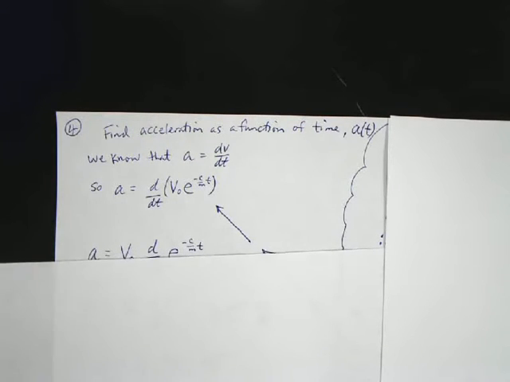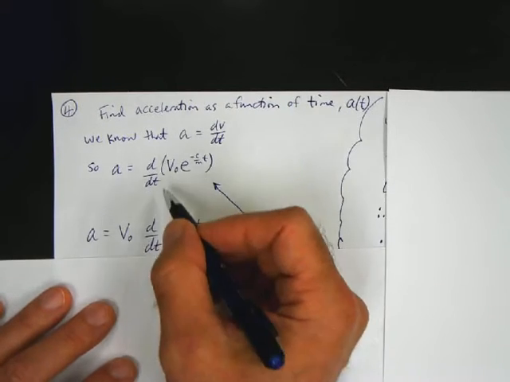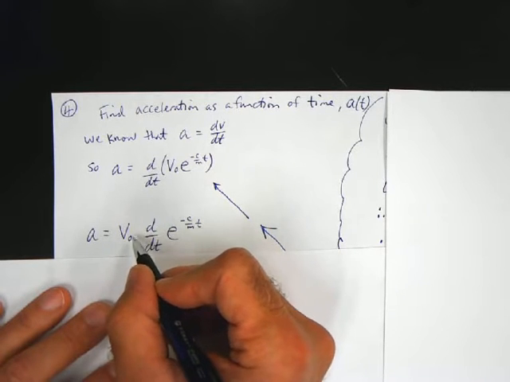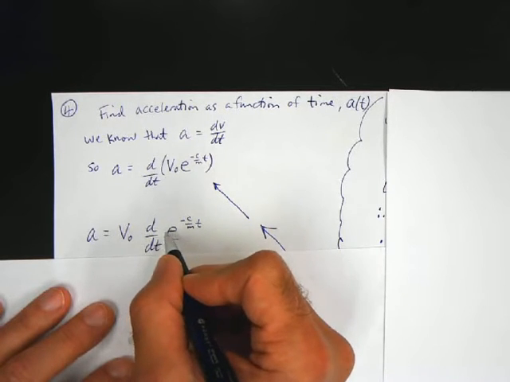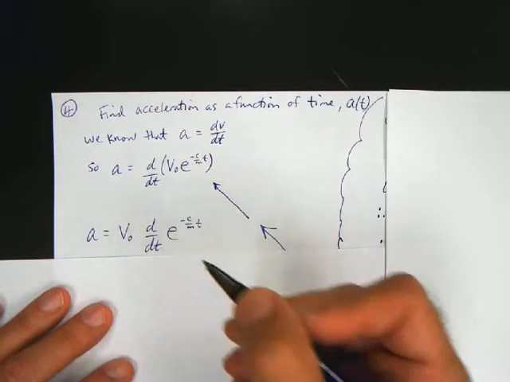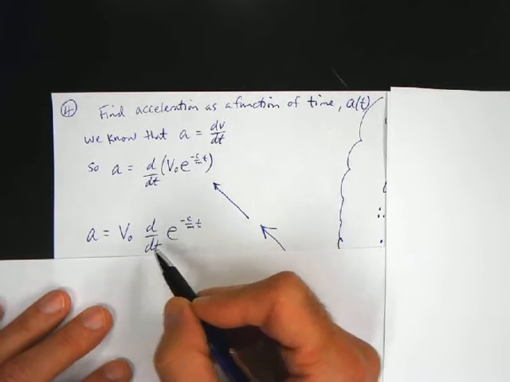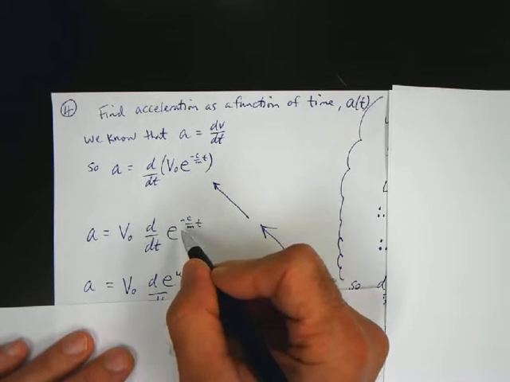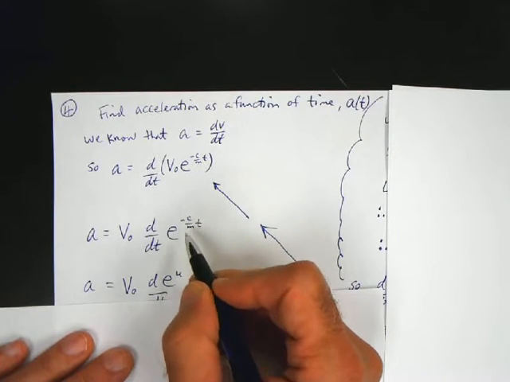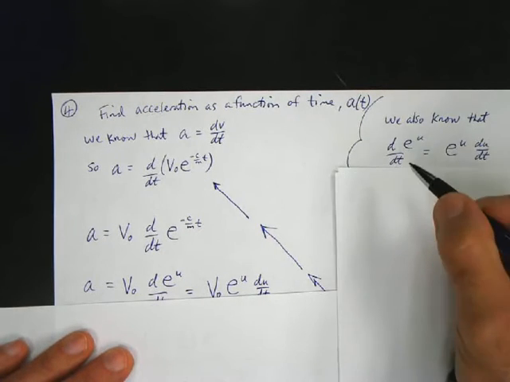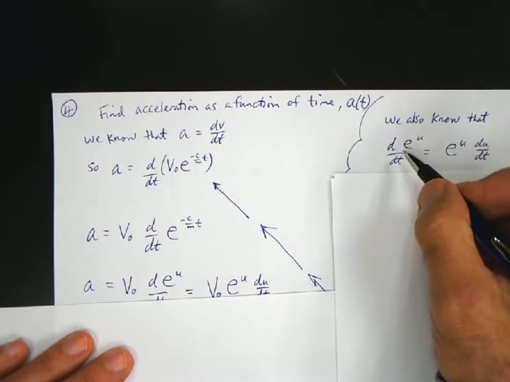So we could go ahead and take our velocity, which we found before was v naught e to the negative c over m times t, and take the derivative with respect to time of that. That looks a little bit complicated, but of course, we take the constant out of our derivative. That's the easiest way. We'll pull the v naught out of there, and then it just ends up being the derivative of e to the negative c over m t dt, or derivative of this with respect to time, I should say.